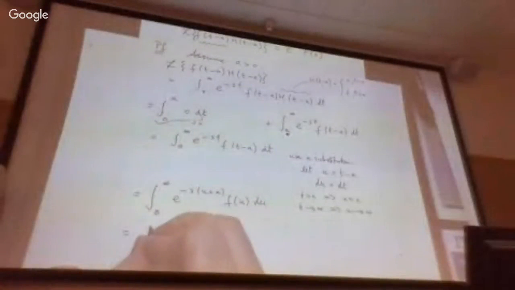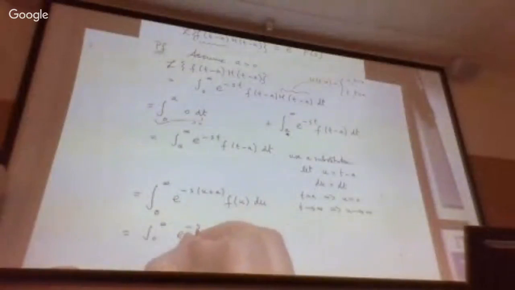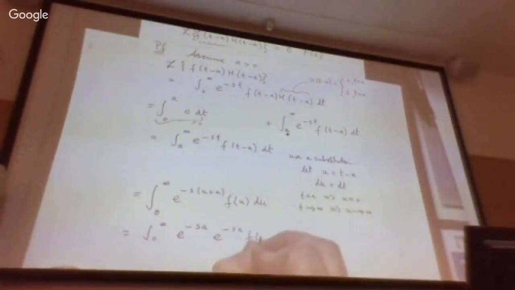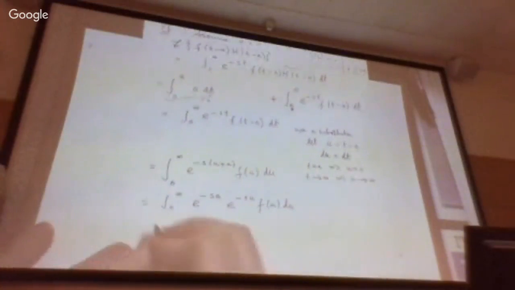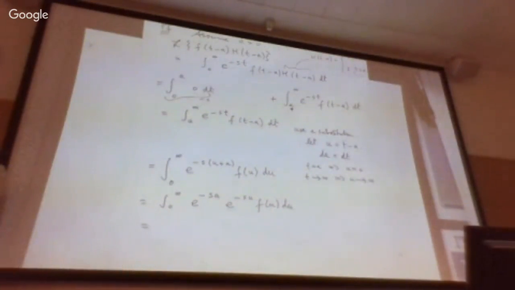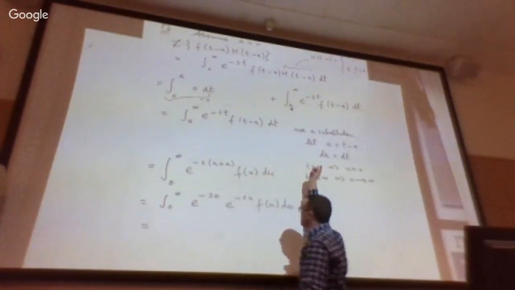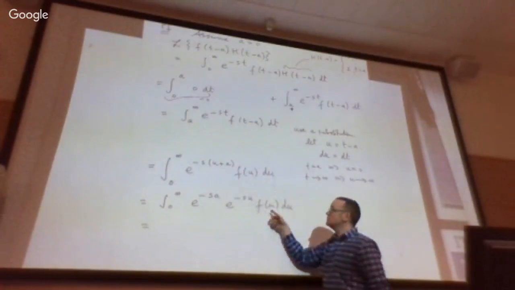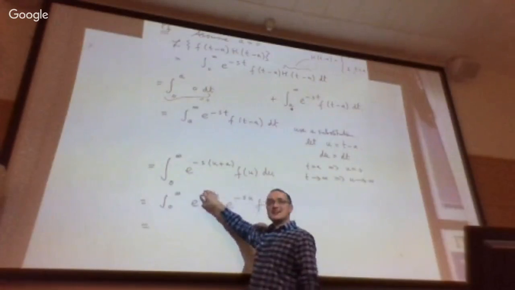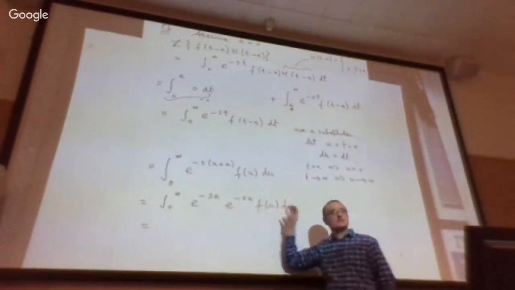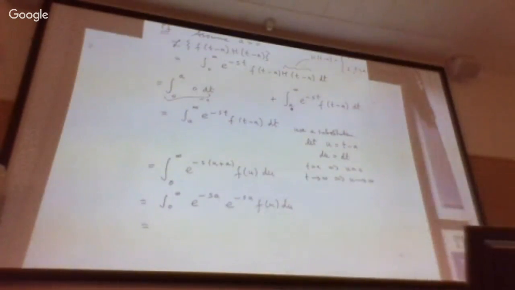Simplify this. Exponentials here, you can separate off the e to the minus sa, you're left with e to the minus su, f of u du. And a is a constant, s is an independent variable of t, so it's an independent variable of u. So this e to the minus sa, as far as the integral is concerned, is just a constant. So by the linearity of integration, that constant can just float out to the front.